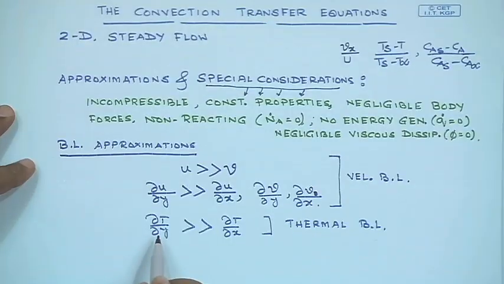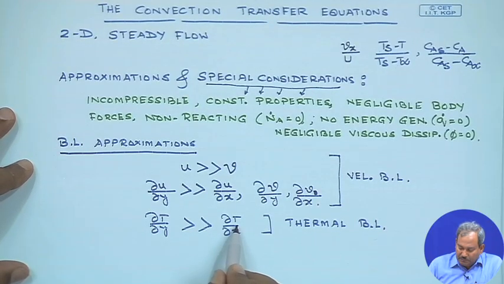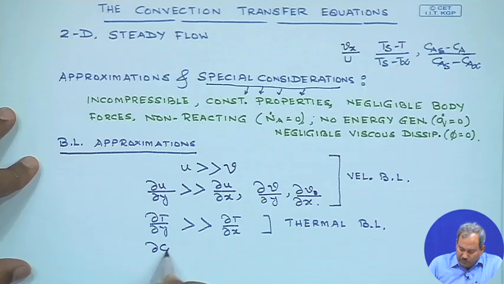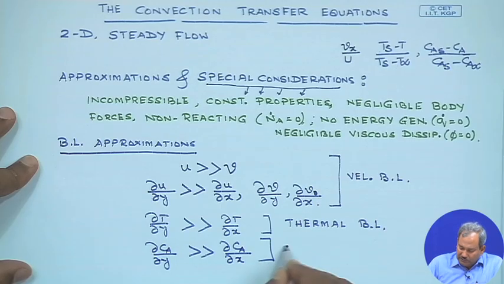Using the same logic, the temperature varies from Ts, which is the temperature of the solid substrate, to T infinity, which is the temperature outside of the thermal boundary layer. This changeover takes place over a very thin thermal boundary layer. Therefore, this gradient is going to be very large as compared to del T del x. Using the same logic, one can write that del C A del y is going to be very large compared to del C A del x. So, this is for the concentration boundary layer.